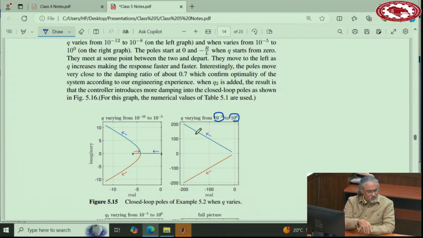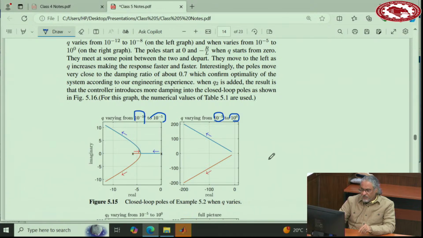Because it gives you zeta of 0.7, which is an overshoot of 4-5%. But we did not impose it here. It turned out to be here. We did not impose it, but because it's optimal, it found it. And if you want to see what happens initially, it is this one, 10 to the negative 5. One of them is 0, one of them is negative 6. They move towards each other.